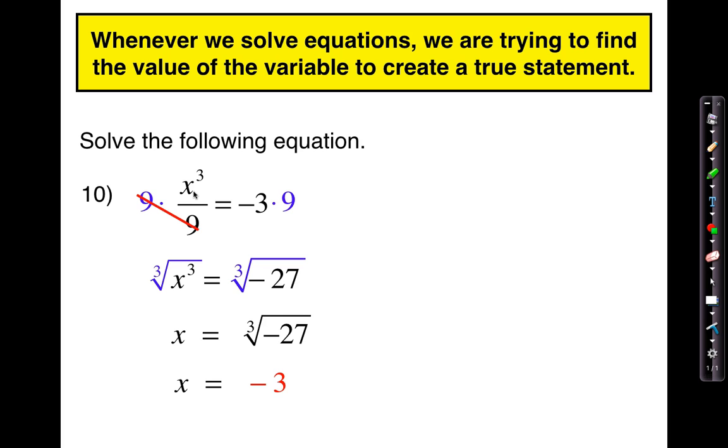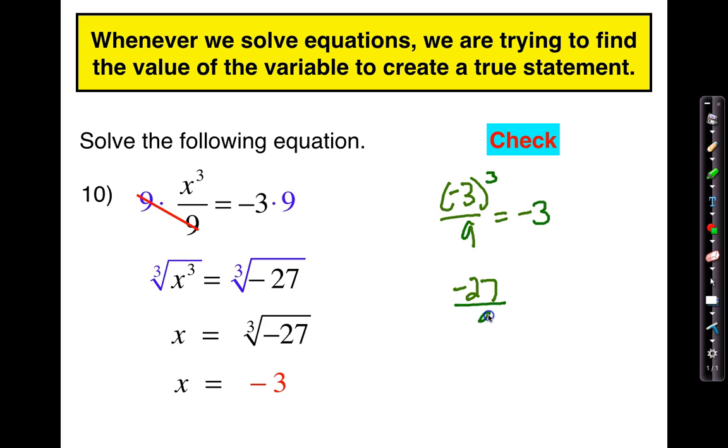Yet again, when we're taking the cube root of a number, you're going to find that we only have one answer. Here, let me prove to you that this is the only answer that works. Negative 3 cubed over 9 equals negative 3. Let's see, negative 3 cubed is negative 27. Negative 27 divided by 9 equals negative 3. Is this true? Yes, it is.